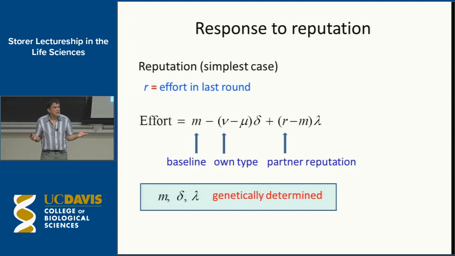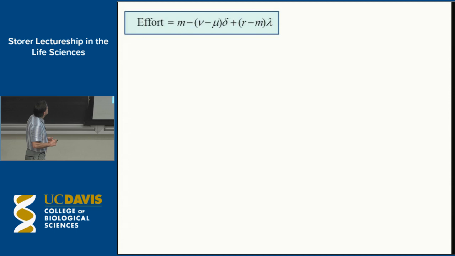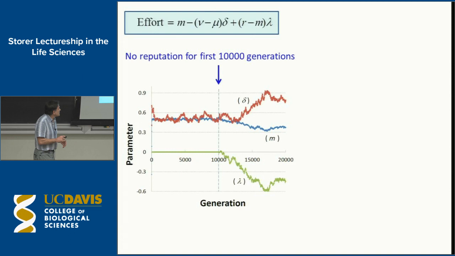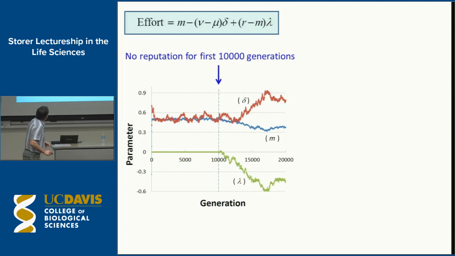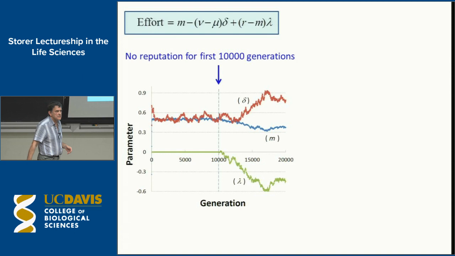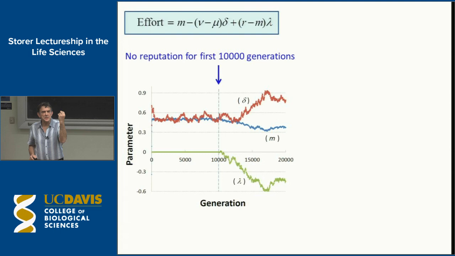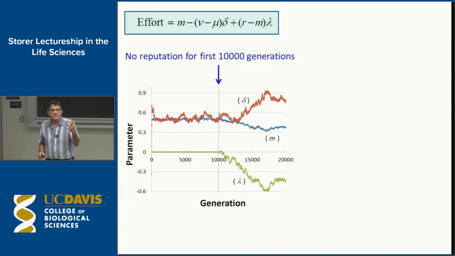In fact, you can solve for the Nash equilibrium values of these three in simple cases, but I'll just show you an evolutionary simulation. So here we have a population, and I've constrained lambda, which is this response to reputation, to be zero for the first 10,000 generations. In other words, I am not allowing individuals to use reputation. And you can see that the parameters settle down to some equilibrium value. After 10,000 generations, I now allow this lambda parameter to evolve away from zero. In other words, I allow individuals to respond to reputation.